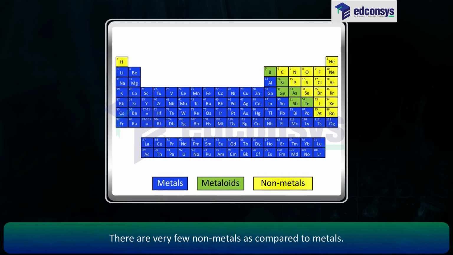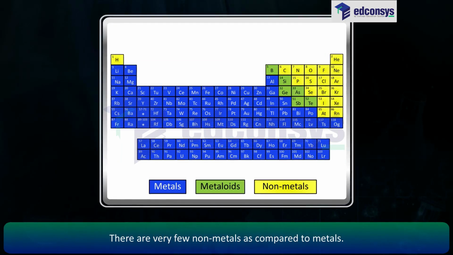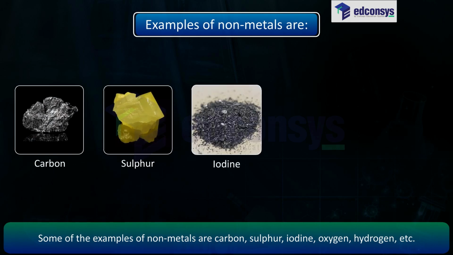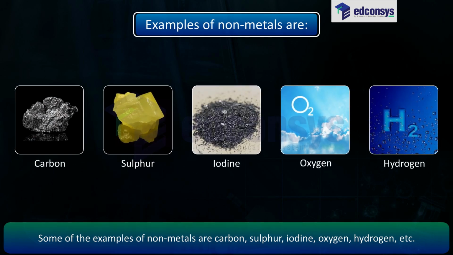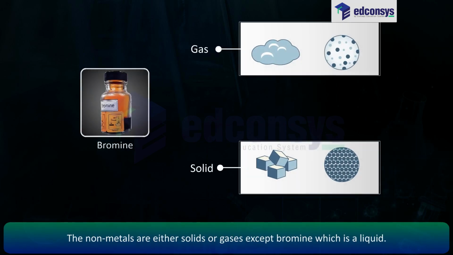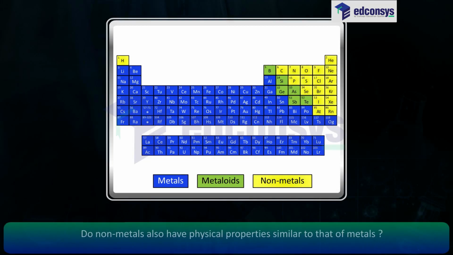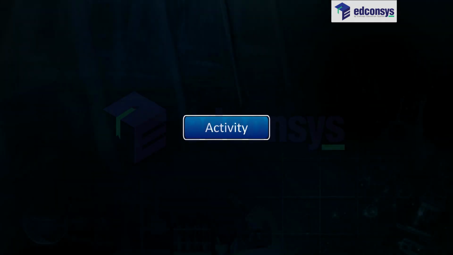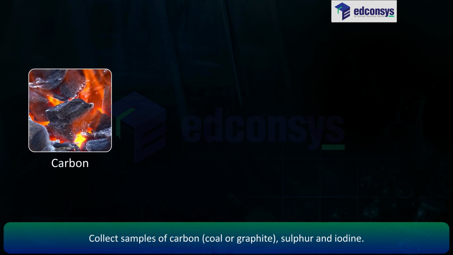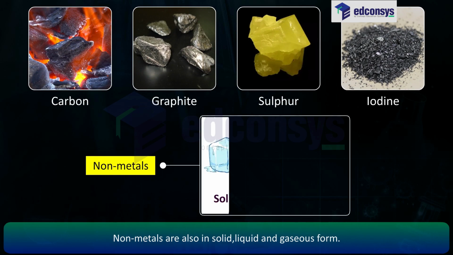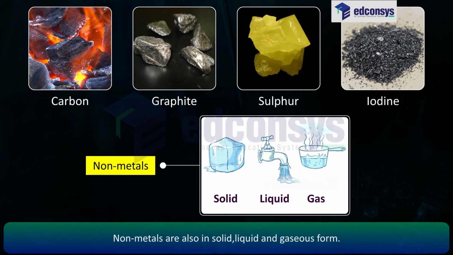Nonmetals. There are very few nonmetals as compared to metals. Some examples of nonmetals are carbon, sulfur, iodine, oxygen, hydrogen, etc. The nonmetals are either solids or gases except bromine, which is a liquid. Do nonmetals also have physical properties similar to that of metals? Let us find out. Activity. Collect samples of carbon, coal or graphite, sulfur and iodine. Nonmetals are also in solid, liquid and gaseous form.